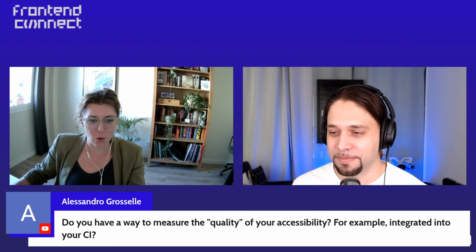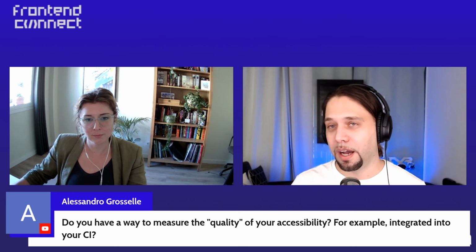So since we have a little bit of time, I saw that there are a couple of questions in our comments. Let me just go ahead and highlight some of them really quickly. The first one from Alessandro: do you have a way to measure the quality of your accessibility? For example, integrated into your CI?